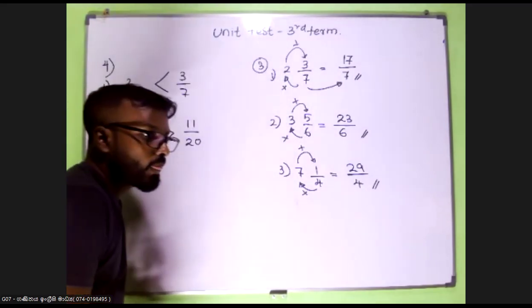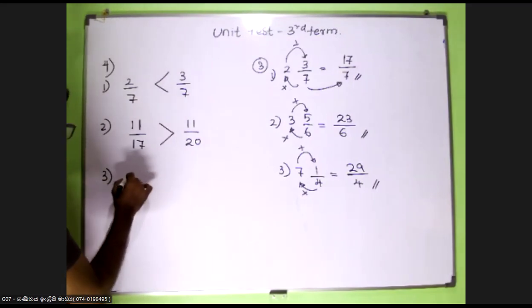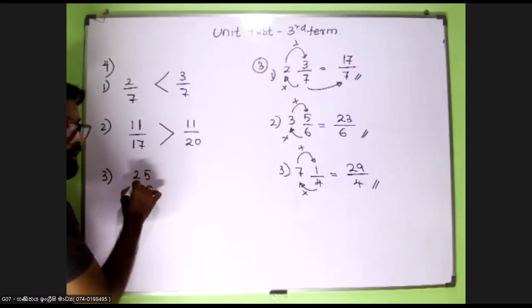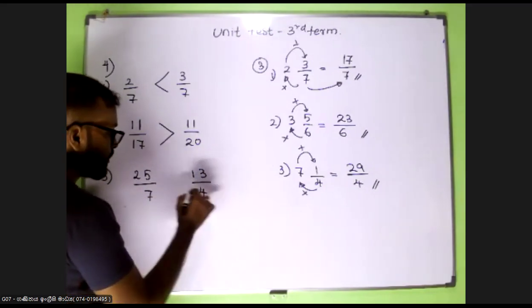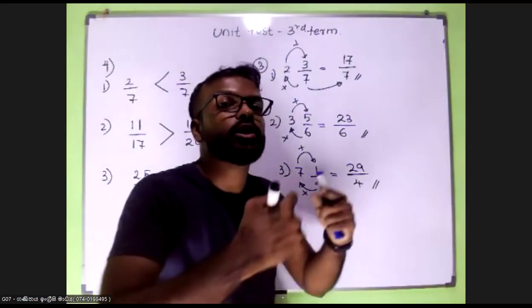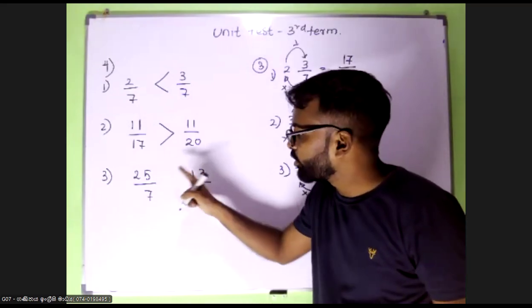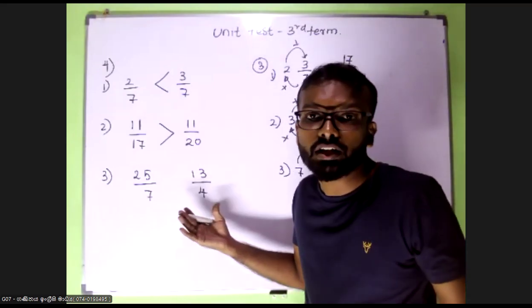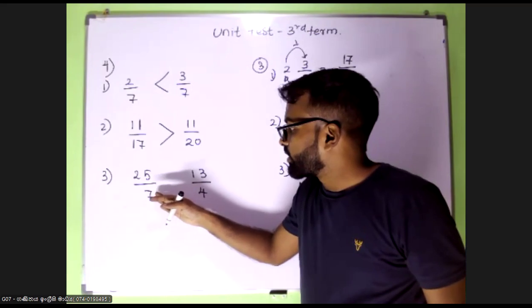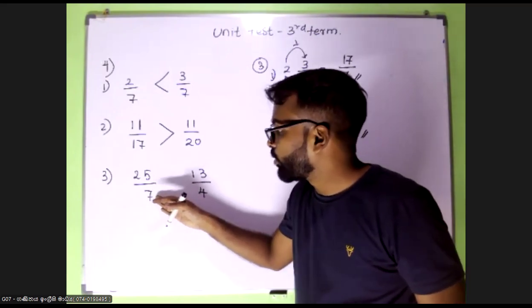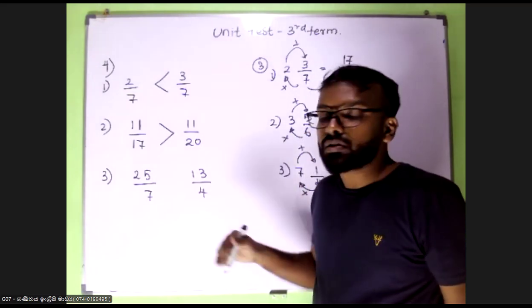Right. So now, third one. In the third one, there are different numerators, different denominators, right? In this kind of situation, what you need to do, right? Different numerators, different denominators, right? No one is equal, so you have to convert this denominator and this denominator into what? Equal.